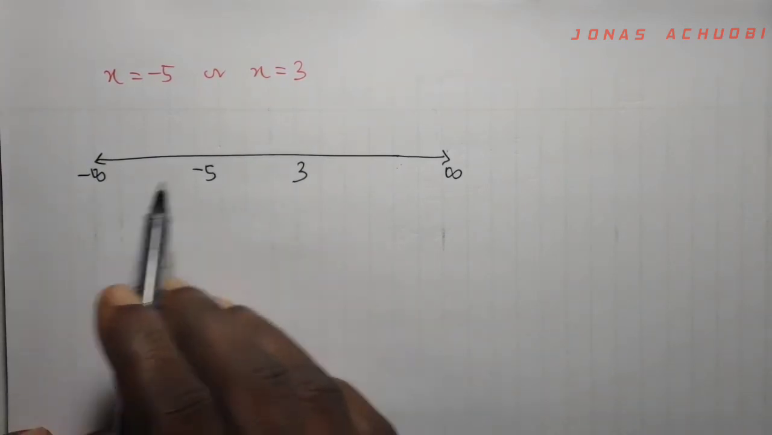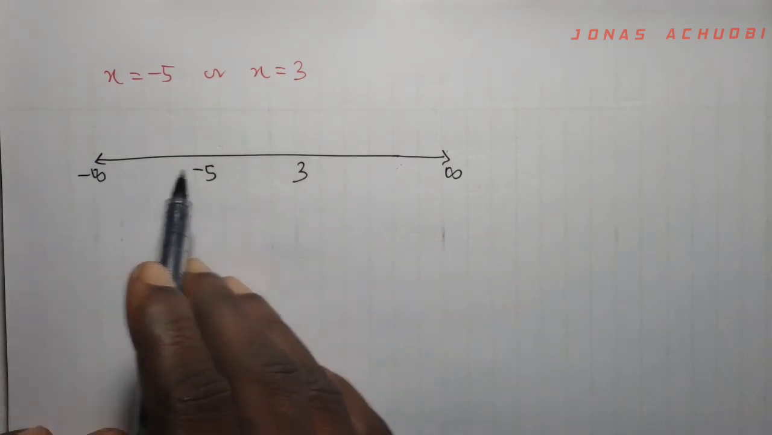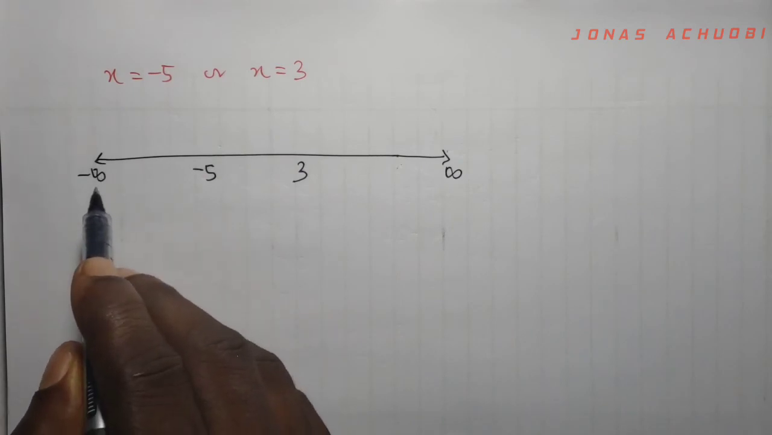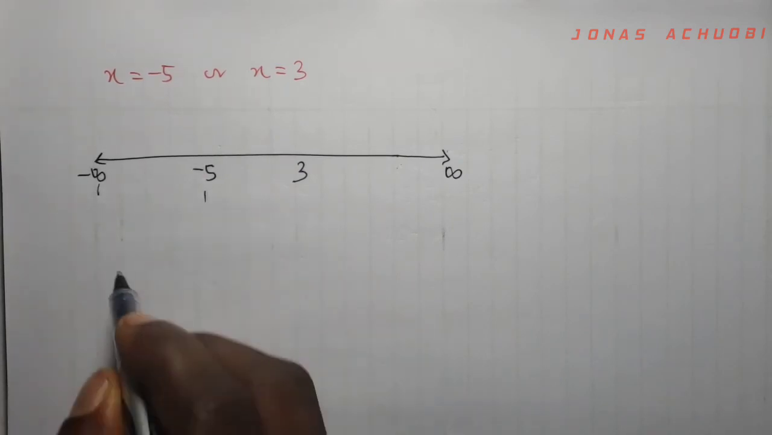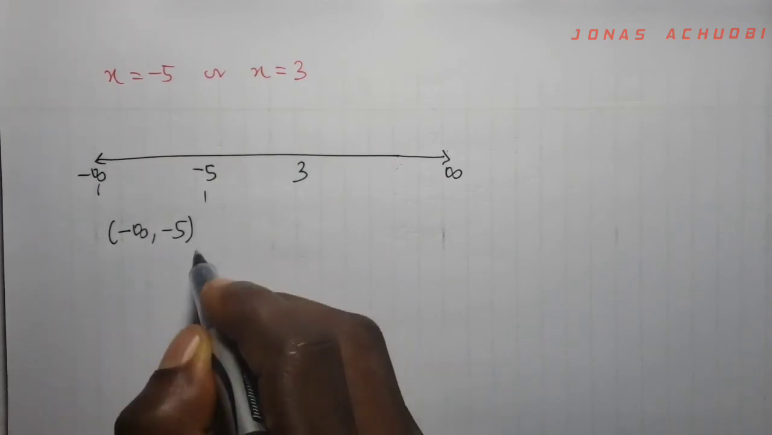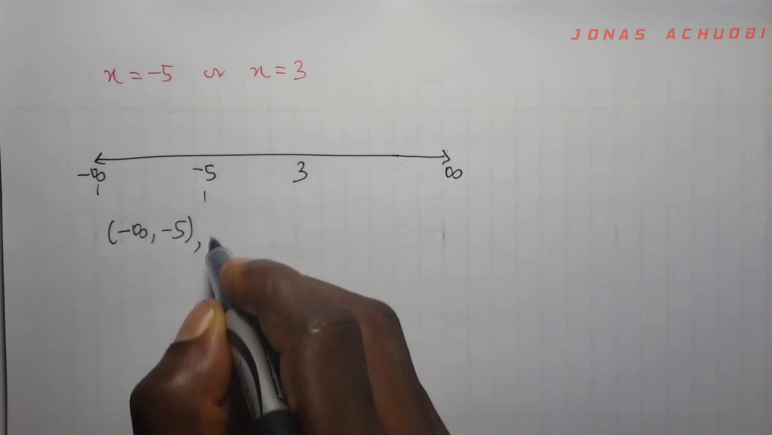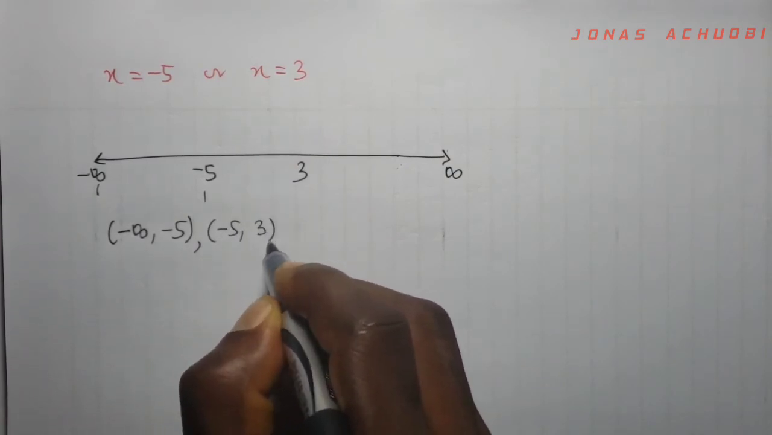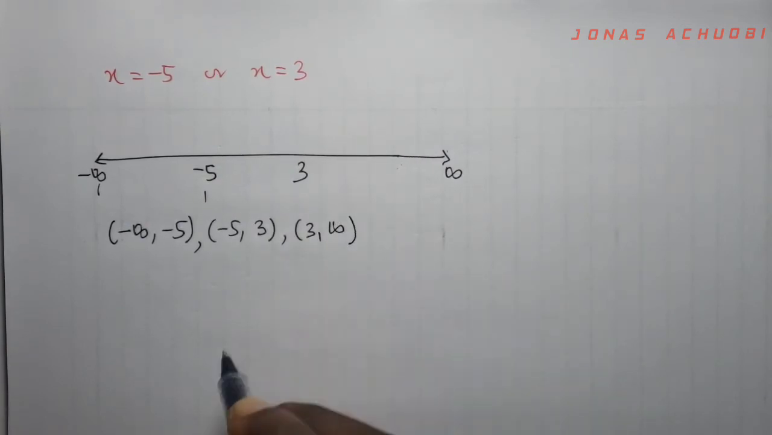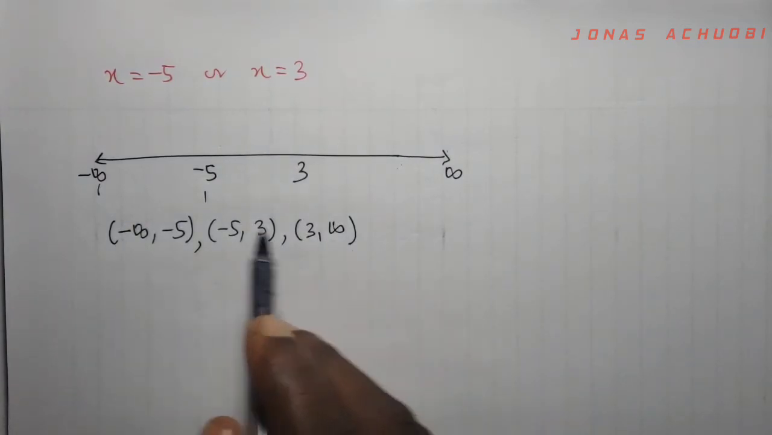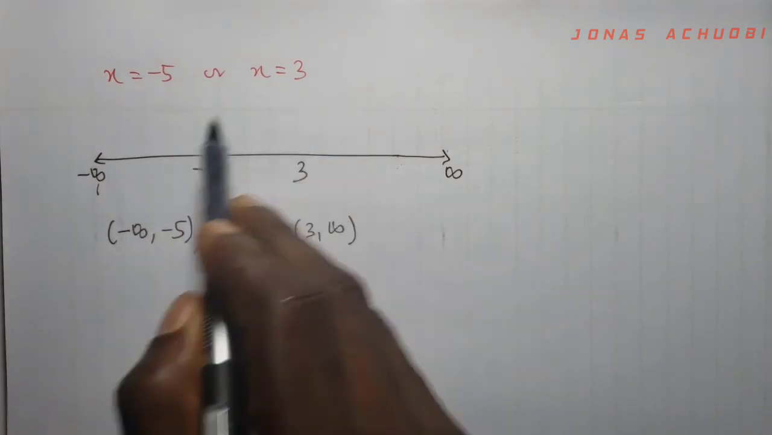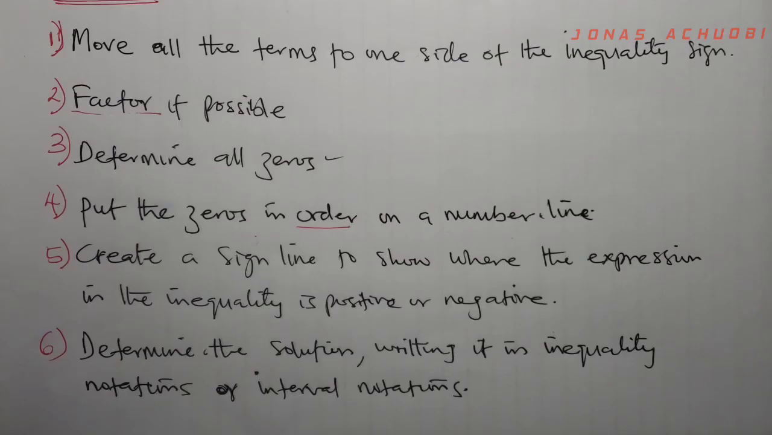You now observe that, having done this, we now have 3 separate intervals on this number line. And they're as follows. The first interval is from minus infinity to minus 5. The second interval is from minus 5 to 3. And the last interval is from 3 to infinity. So these are the 3 intervals that we have on our number line, courtesy of the fact that we have introduced our zeros on that line.